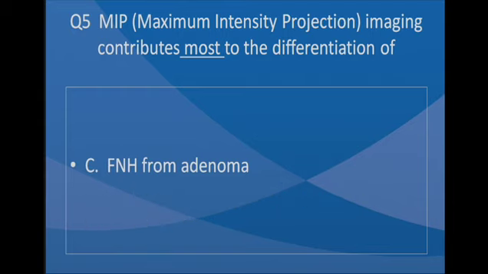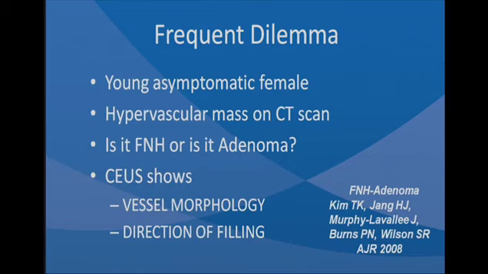And so where does MIP contribute? It contributes hugely to the differentiation of FNH from adenoma. So let's look at the clinical situation in which this occurs. So the frequent dilemma occurs when we have a young asymptomatic female with a hypervascular mass on CT scan, and we pose to ourselves the question, is it FNH or is it adenoma? So contrast-enhanced ultrasound shows vessel morphology and direction of filling.